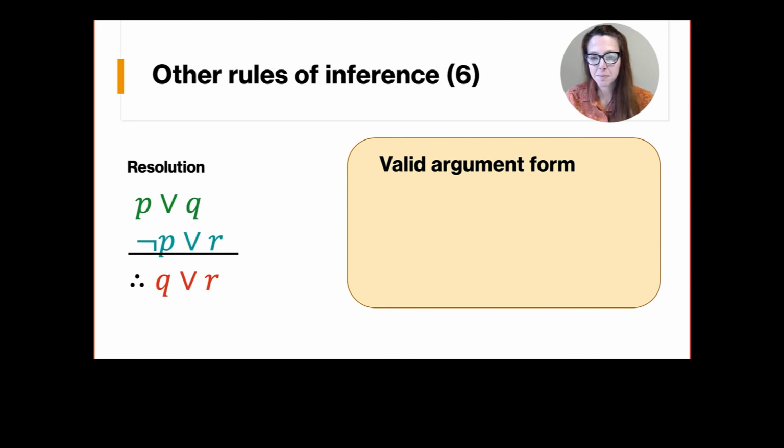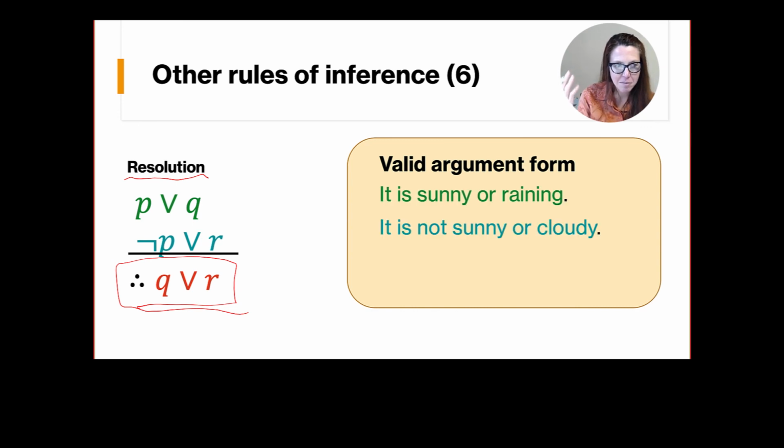I can also use my final rule, and that is resolution. So if I say that either P or Q is true, and not P or R is true, then I can conclude that Q or R is true. So what does that look like in practice? And then I'll come back to some intuition around that. But I think it sometimes helps to put that to a concept. So it is sunny or raining. It is not sunny or cloudy. Therefore, what can I conclude?